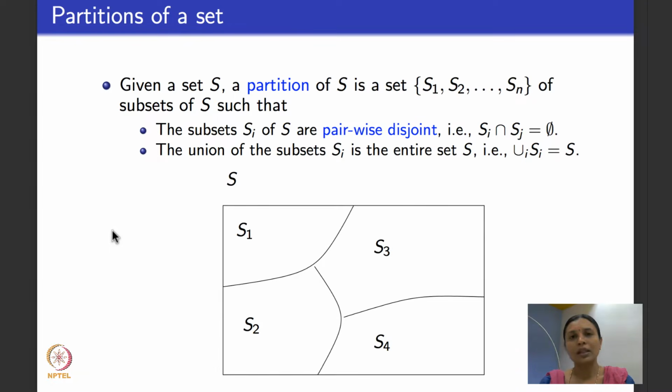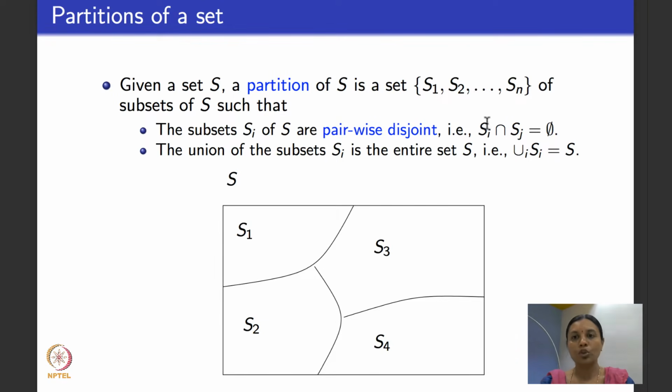So we begin by understanding what are partitions of a set. So I'm given a set S. Set S could be a finite set, an infinite set, a countably finite set. We really don't worry about what kind of a set it is. I want to understand what the partitions of the set are. So a partition of a set is a collection of subsets of the set S. Here it's a collection of n subsets such that each subset is disjoint pairwise with the other one.